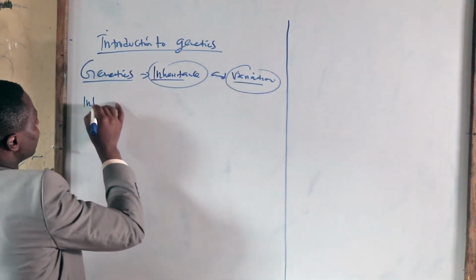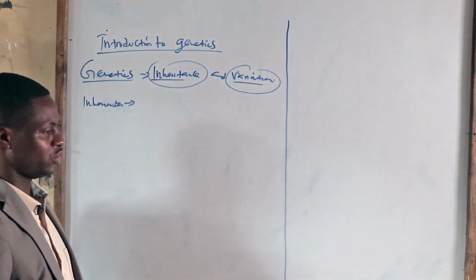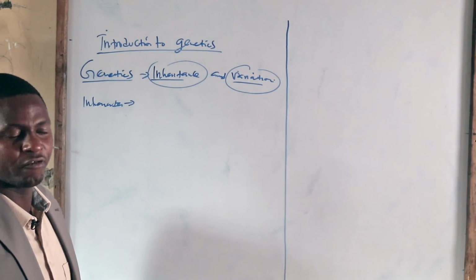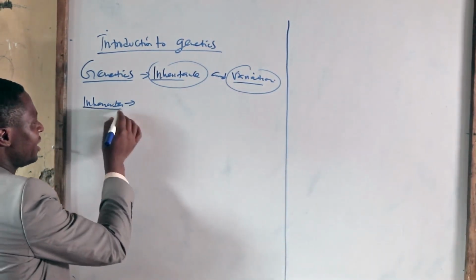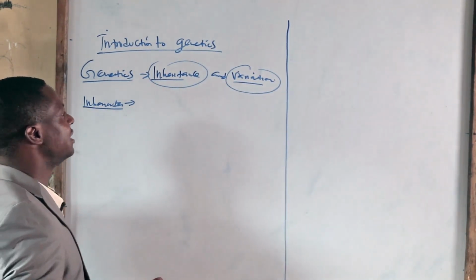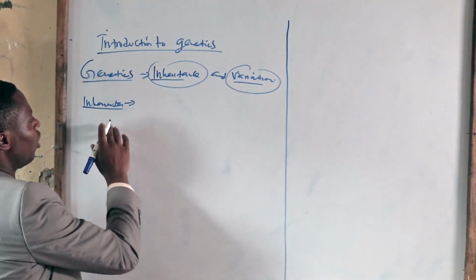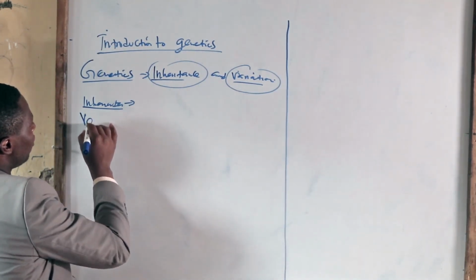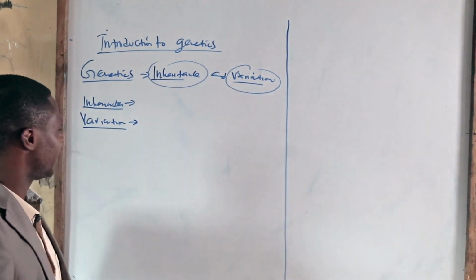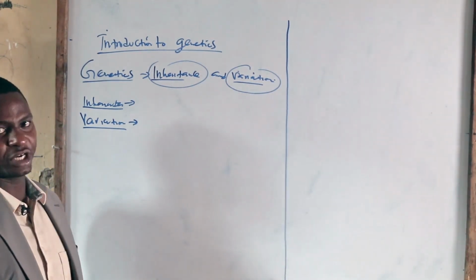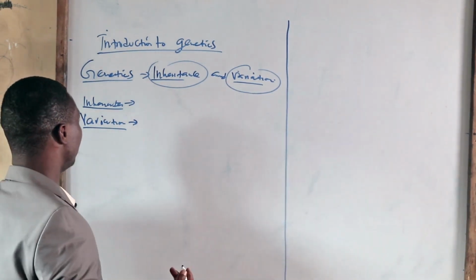Inheritance, by definition, is the ability to transfer genetic information from parents to offspring and change. That is what we call inheritance. Now when we talk about variation, it is the difference in characteristics of a particular trait. That is what we call variation: the difference in characteristics for a particular trait.